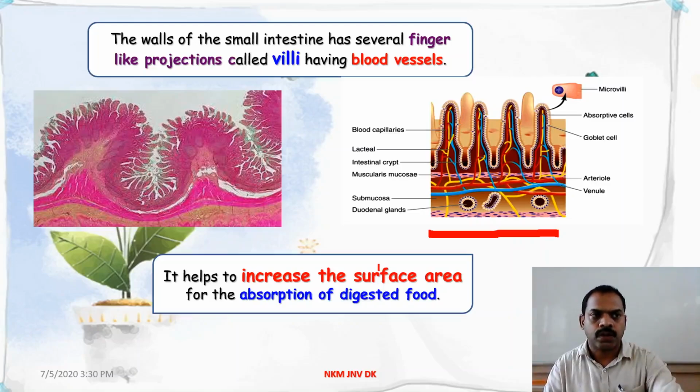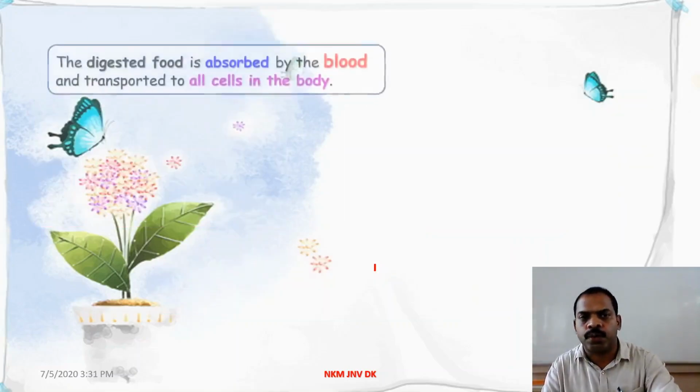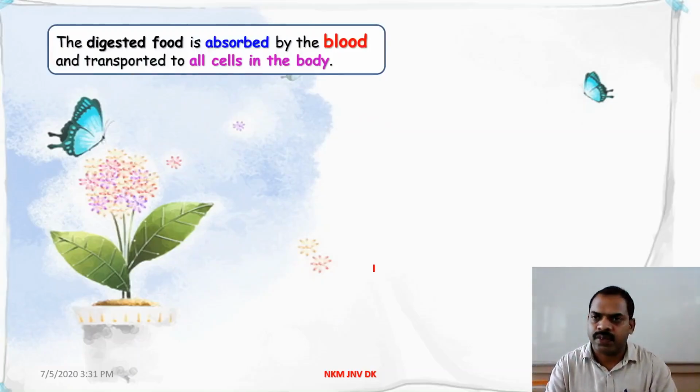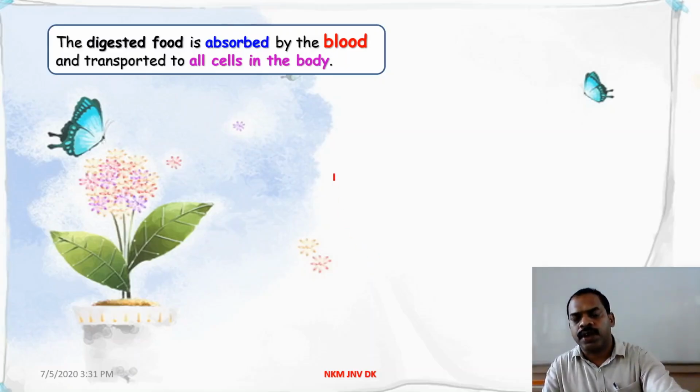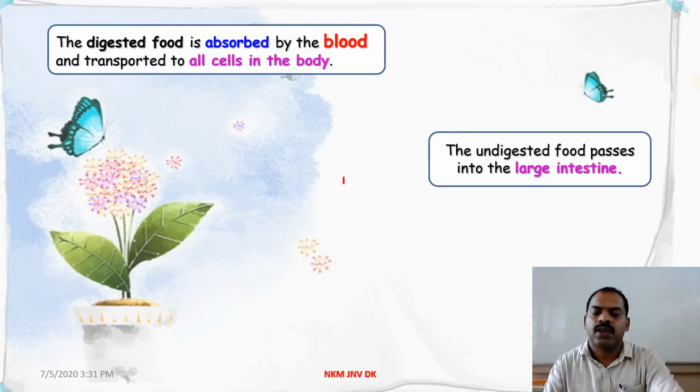Okay. Now once the absorption is over, these nutrients are absorbed, then the material goes to the blood. So we have seen here that the villi have blood vessels that absorb all these nutrients. Then after that, the undigested part goes to the large intestine.